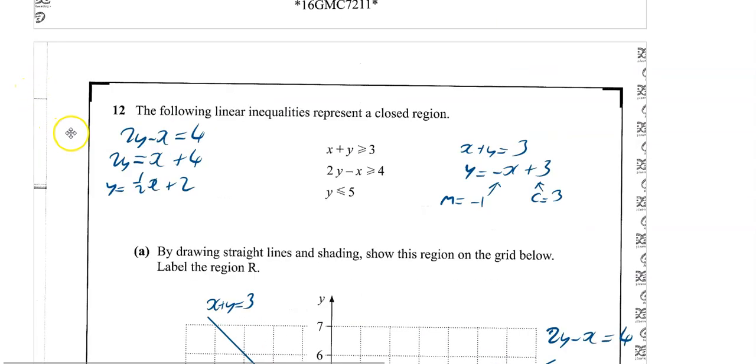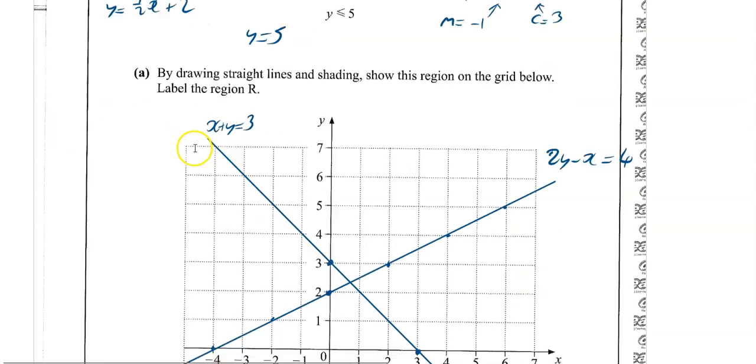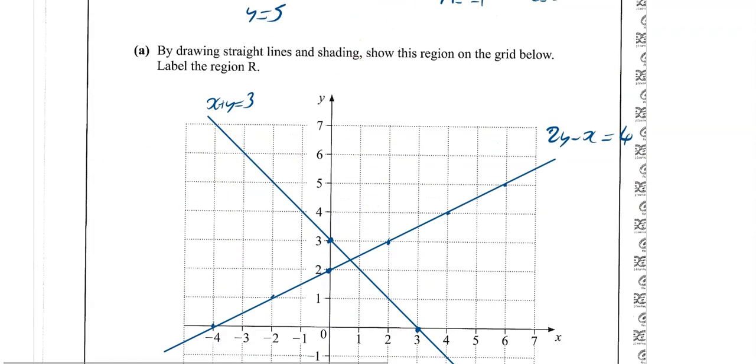My last line is a nice easy one. It's just drawing your line y equals 5. So you draw your line y equals 5, and it's just a horizontal line going through 5. So here we go, horizontal line going through 5. There's my 5. And there we have it. Okay, so that was y equals 5.